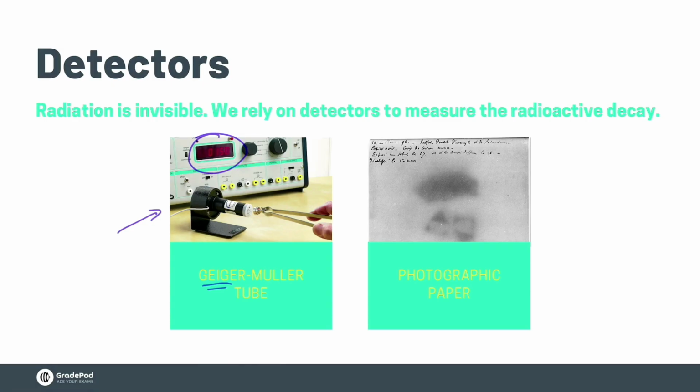And the other more traditional way to do it is to use photographic paper. If you place a radioactive material on top of photographic paper, then it causes the photographic paper to become exposed.